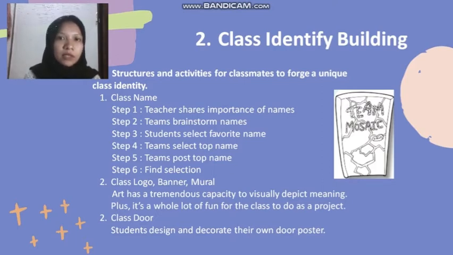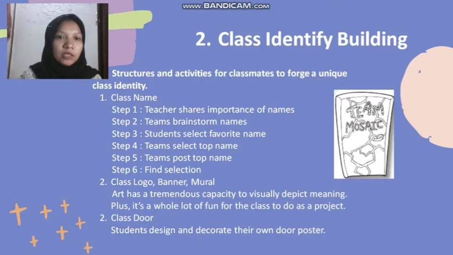The second point is class identity building. Structures and activities for classmates to forge a unique class identity. There is class name. There are 6 steps. The first is the teacher starts with the importance of names. Second, teams brainstorm names. Next, students select their favorite name. Then the team selects a top name. Next, the team posts the top name. And the last is final selection.